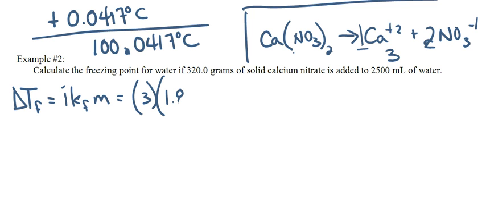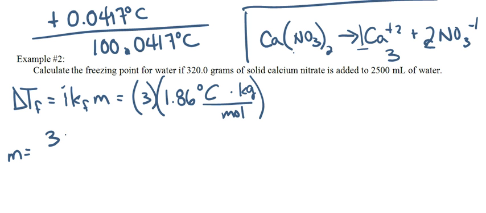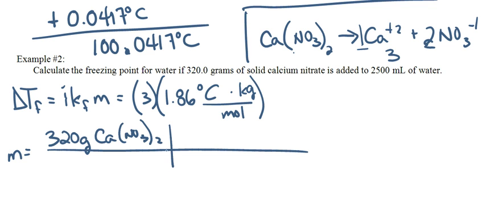My freezing point constant is 1.86, and that's degrees Celsius kilograms per mole. Now solving for the molality, I'm going to do that again down here since I know I'll run out of room. So I have 320 grams of calcium nitrate, and that's going to go over 2,500 milliliters of water.